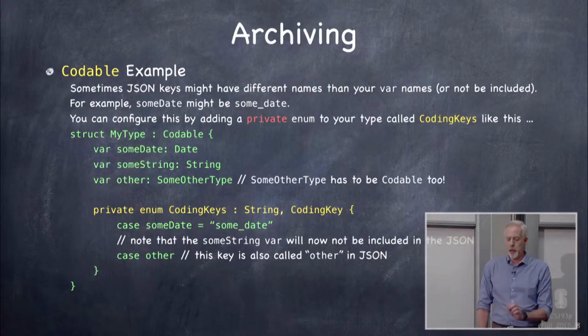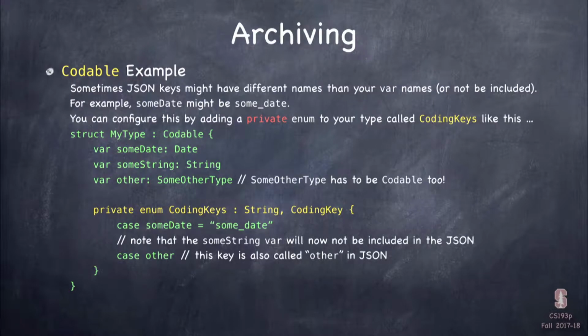In JSON, for example, the keys usually don't use camel case, like a capital D in someData, the way we do for our variables. Usually the words are separated with an underbar, like some_date. So we can easily change the keys that are generated by the JSON encoder by adding a private enum called CodingKeys, which is a String type enum, and it has to implement the protocol CodingKey.